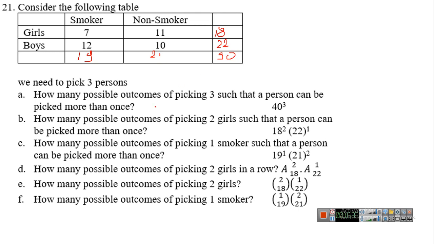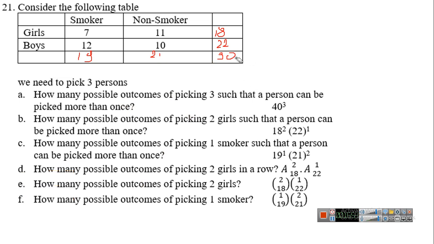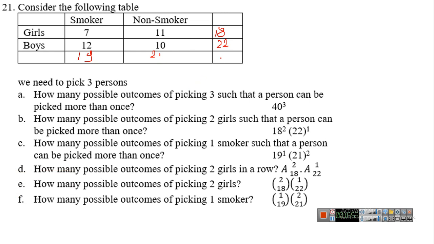How many possible outcomes of picking 3 such that a person can be picked more than once? So here it's a P list. How many students I have? Sorry, this is 40. So it's 40 power 3 because I can pick the person more than one time.